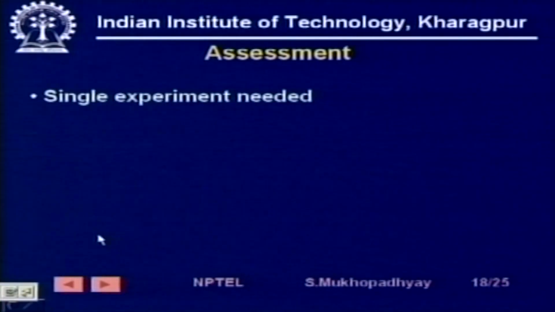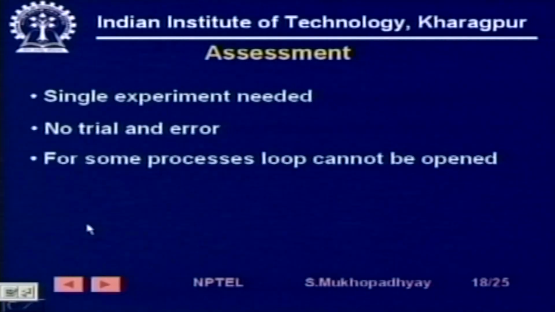So an overall assessment of this open loop procedure is that you need only a single experiment, just once give a step input and collect the values. No trial and error is needed. But for some processes the loop cannot be opened. This is a big problem if we want to do an open loop experiment. Some processes are already in closed loop and you cannot open them. Nobody will allow you to open the loop and do an open loop experiment.